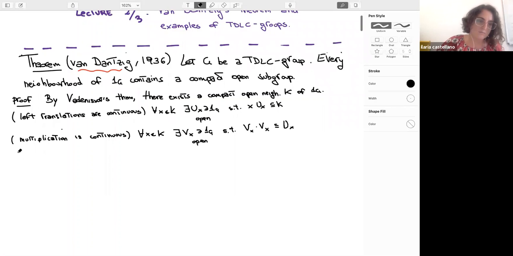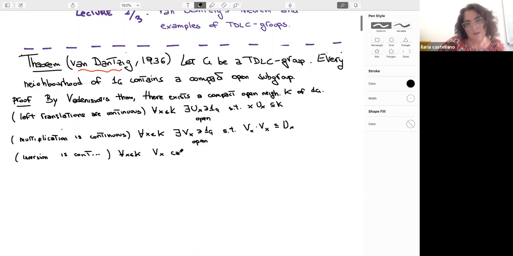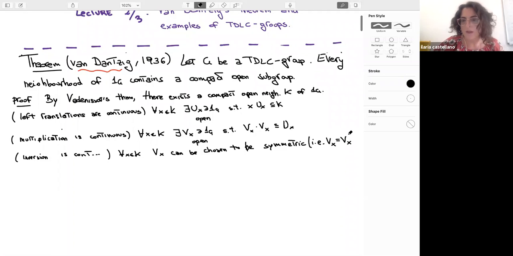And now I use the fact that inversion is continuous to claim that for each x in K, the V_x can be chosen to be symmetric, which means that V_x is equal to V_x inverse. Okay?